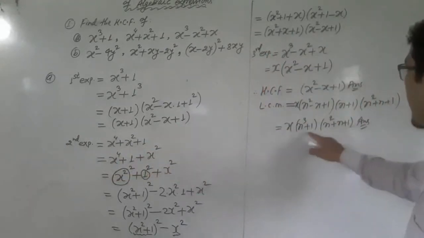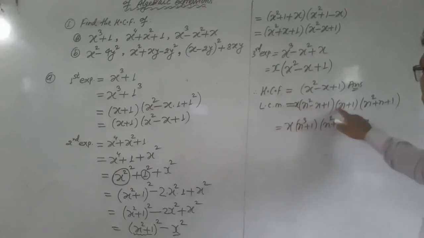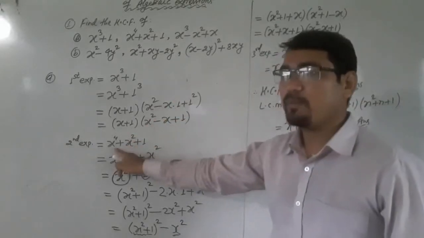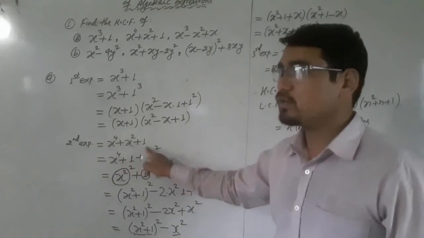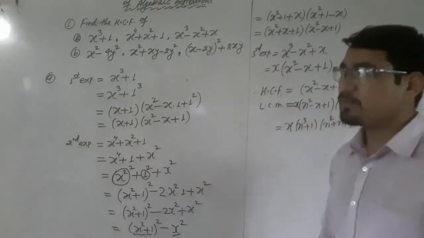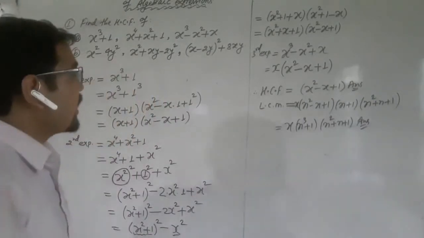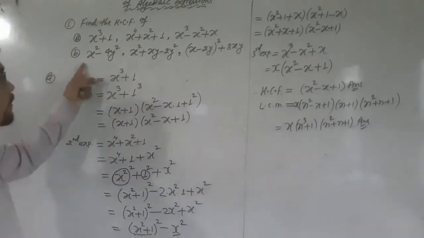So instead of writing this, x into x plus 1 and these two multiplied, then we can get x to the power 4 plus x square plus 1. This also you can write as well. So this much is our answer for question number A. Now similarly, the second one, B number, I am going to do here.